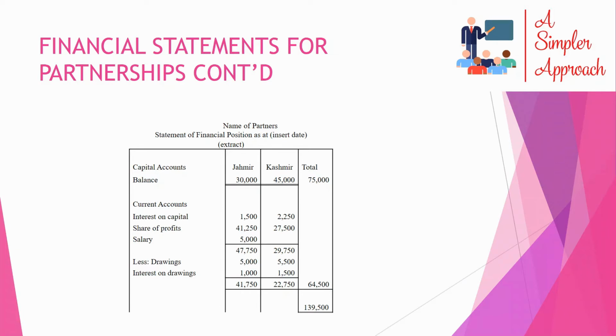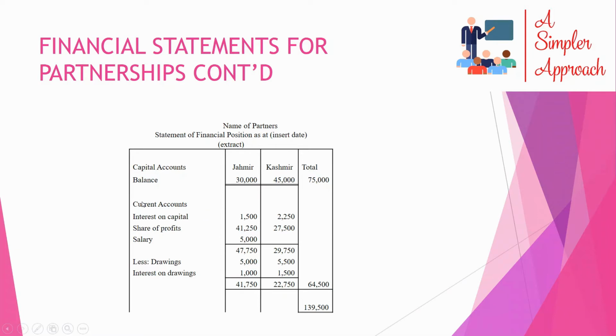Now, let's break down what we're looking at here. The capital account balances for each partner come first. Jamir had a balance of 30. Kashmir had a balance of 45. We add these two, carry over the total. Notice that these are on double lines, which means we're not going to trouble this again. That's permanent, that's fixed, that stays right there.